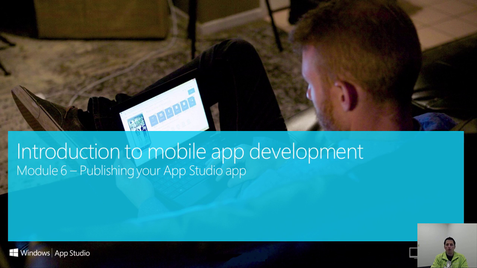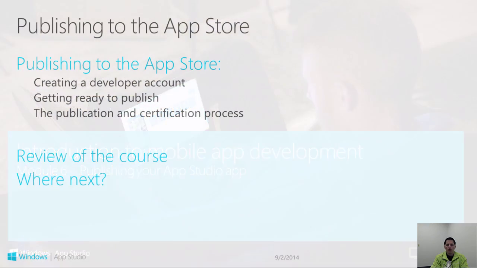Welcome to Introduction to Mobile App Development, Module 6, Publishing Your App Studio app. In this module, we'll look at what it takes to get an App Studio app published to the Windows Phone Store. The process for doing this is not very difficult, but there are a few steps involved. We'll take a look at these steps and requirements and help you prepare for the process.